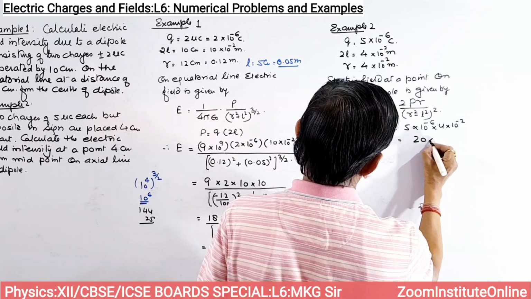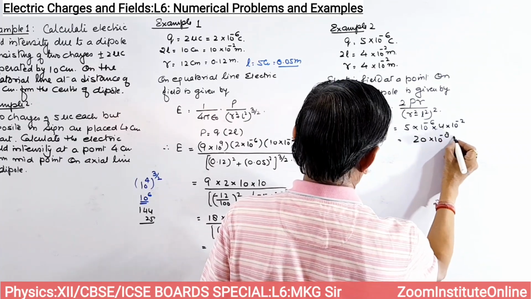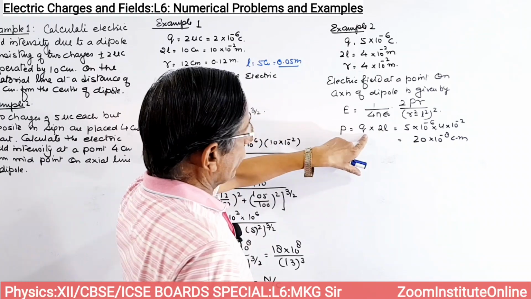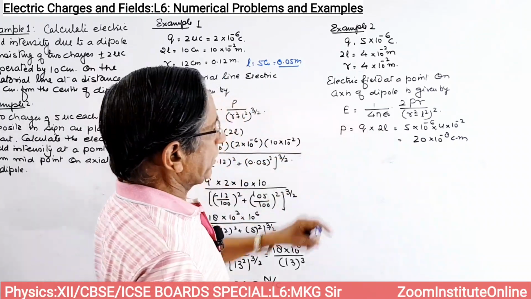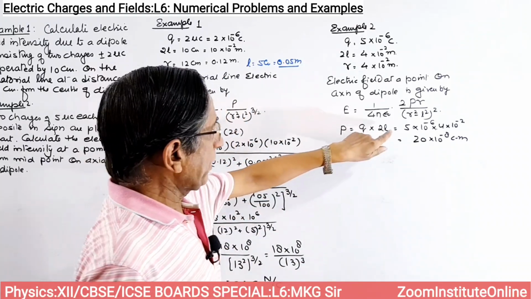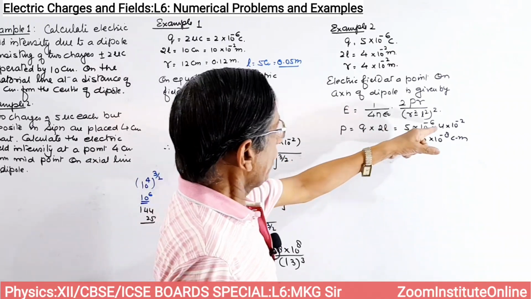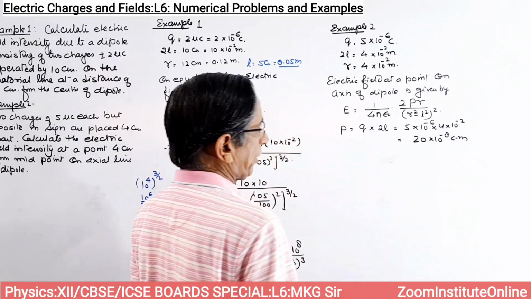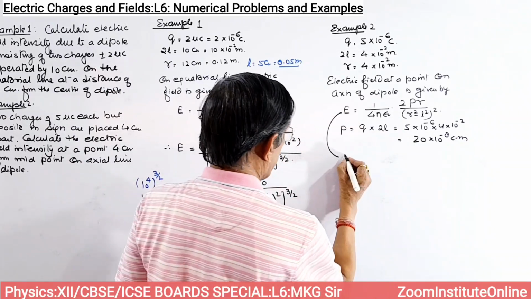It will come out 20 into 10 to the power minus 8 Coulomb meter. So first of all, P is equal to Q into 2L. To calculate the electric dipole moment, that is 5 into 10 to the power minus 6 into 4 into 10 to the power minus 2, that is 20 into 10 to the power minus 8 Coulomb meter. Now substitute in this equation.